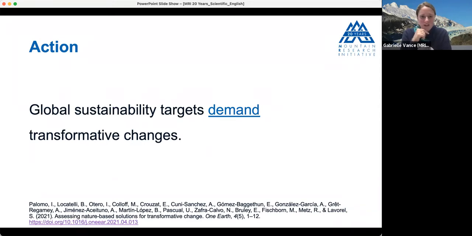Let's try this one. Global sustainability targets demand transformative changes. For me, I feel a sense of relief after the previous example to read this. This is a great example of action in several ways. So it has a wonderful subject, verb, object order, or SVO. And that's something that is very characteristic of English. English is an extremely rigidly, strongly subject, verb, object order language.